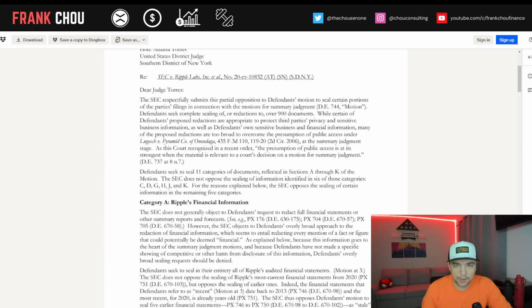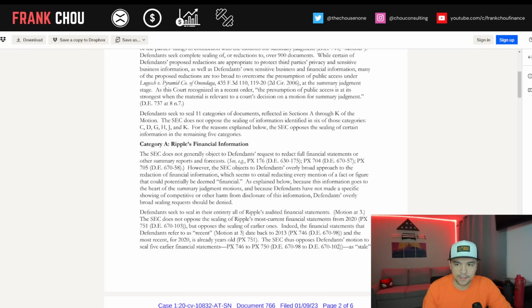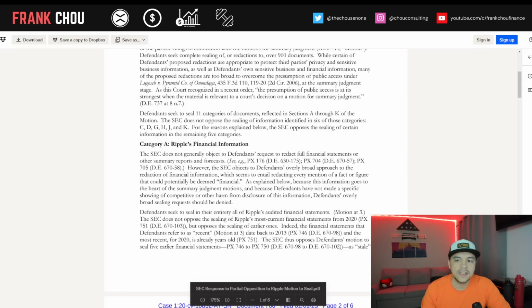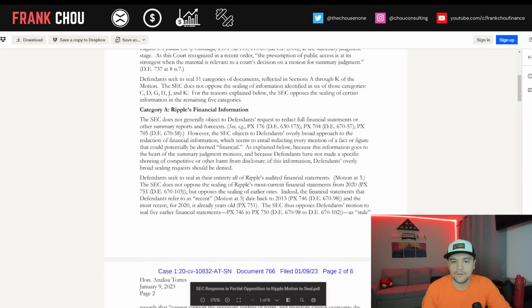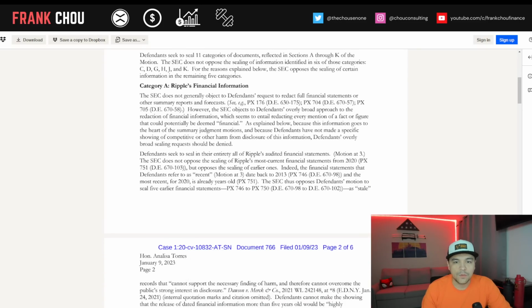The defendants, Ripple, Garlinghouse, and Larson, seek to seal 11 categories of documents reflected in sections A through K of the motion. The SEC does not oppose the sealing of information identified in 6 of those categories, and for the reasons below, the SEC will oppose the sealing of certain information in the remaining 5. In category A, Ripple financial information, the SEC does not generally object to defendants' request to redact full financial statements or other summary reports and forecasts.